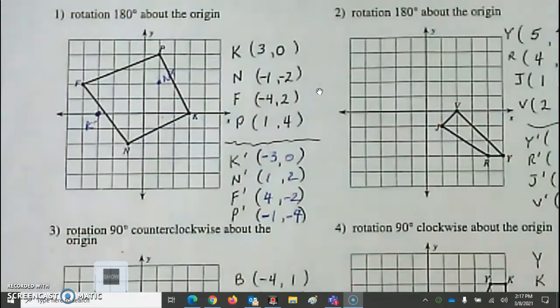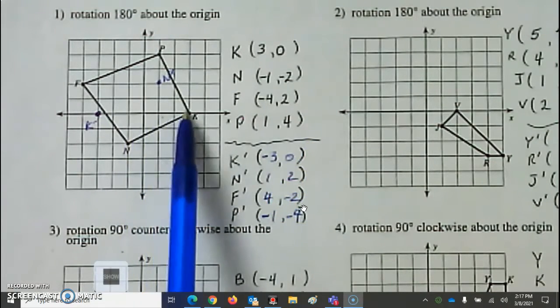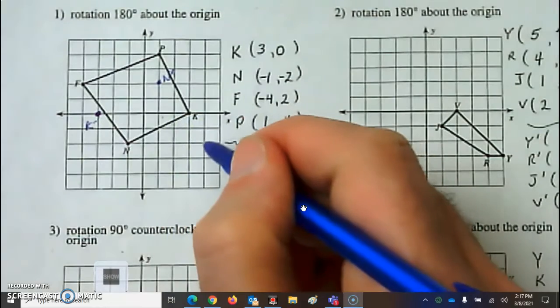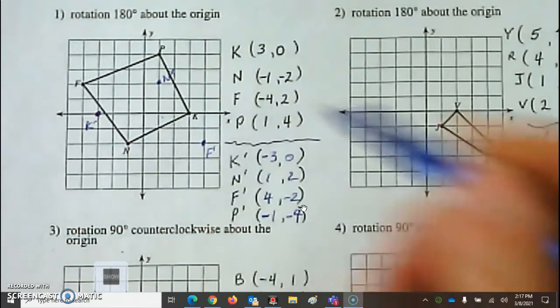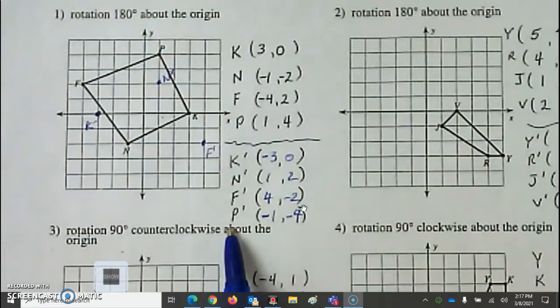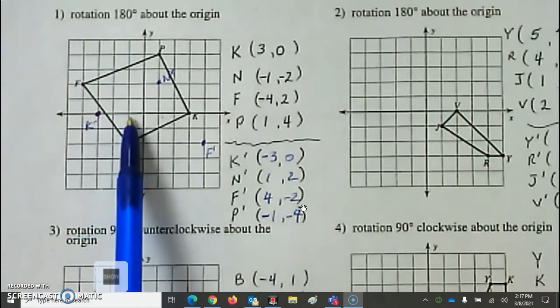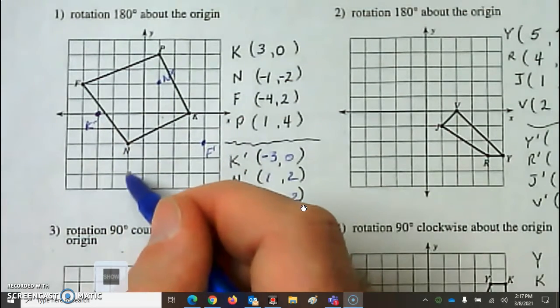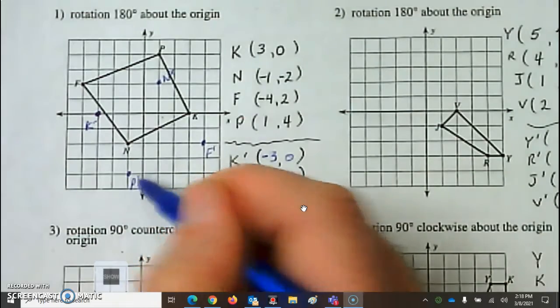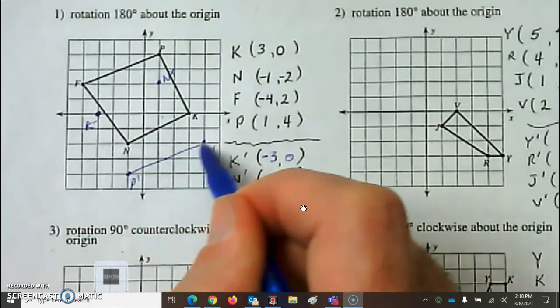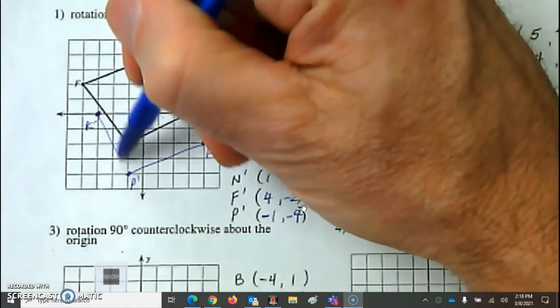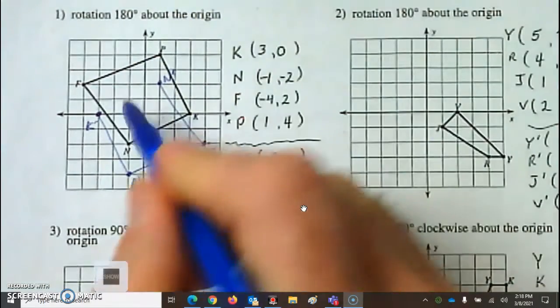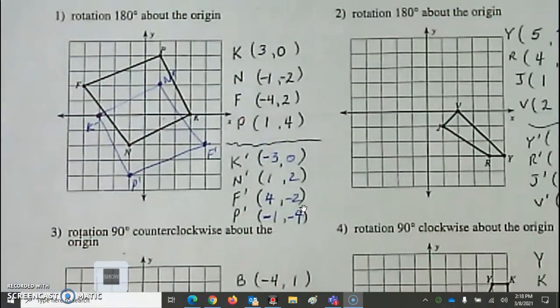It's hard to see with all these lines. F prime, 4, -2. 1, 2, 3, 4, 1, 2. There's F prime. Finally, P prime, -1, -4. X is -1, Y is -4. There's P prime. So, connect. That is a 180-degree rotation. Almost looks three-dimensional in a way if we connected, but we're not doing that.